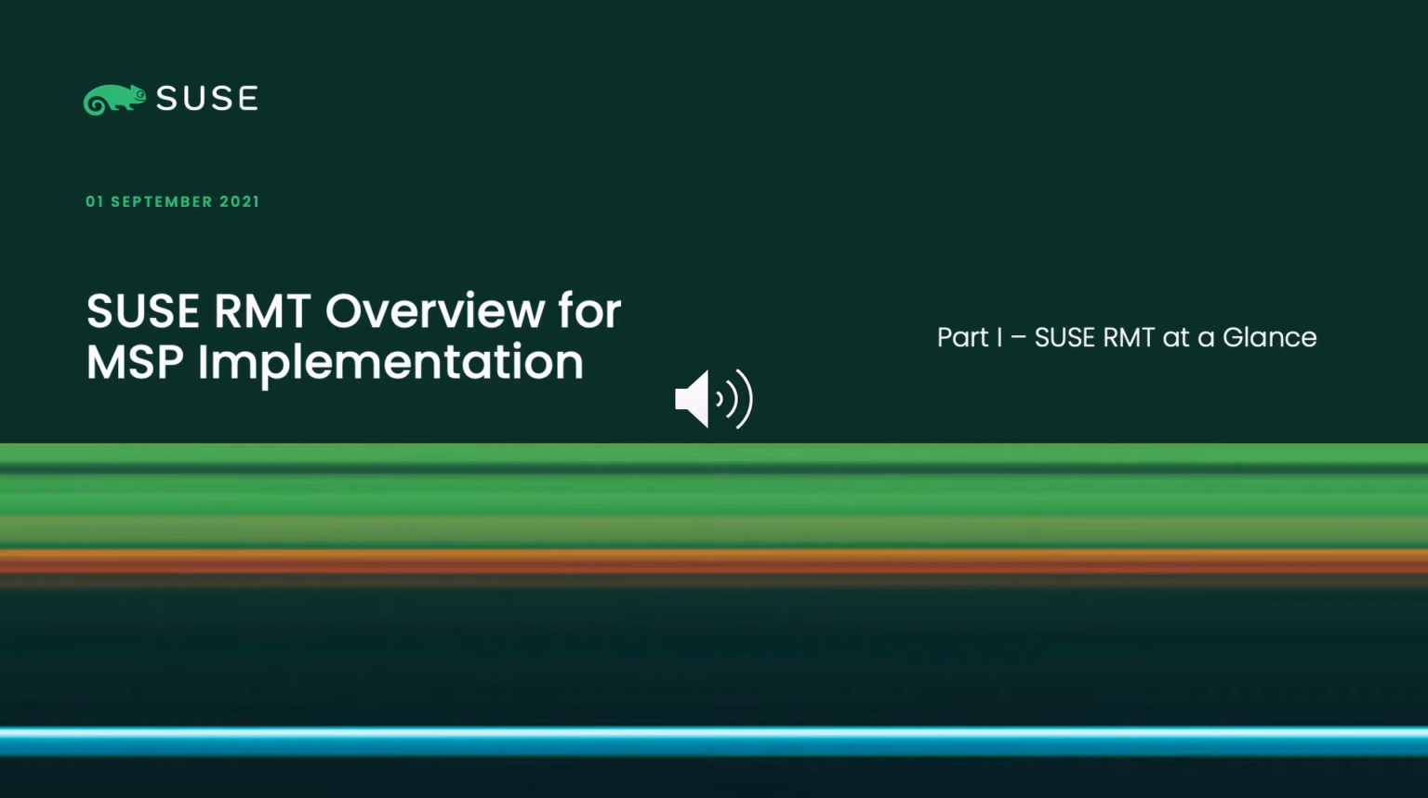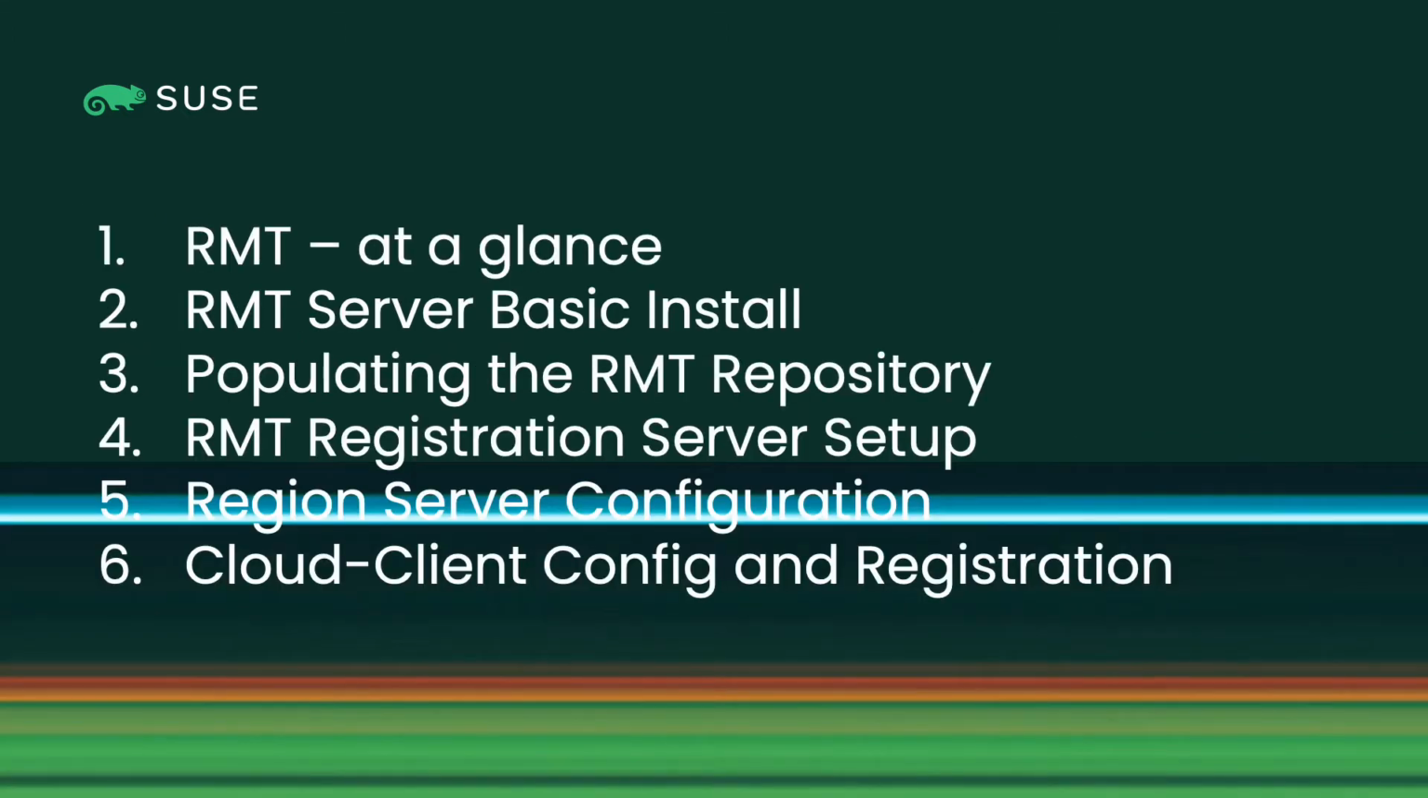The purpose of this video series is to give our managed services providers hosting SUSE Linux Enterprise images for their tenants and internal use a high-level overview of the SUSE Update Infrastructure and the best practices for deployment of SUSE RMT in a manner consistent with managed service provider strategies. It has been broken up into 6 brief segments as outlined here, starting with a high-level overview and proceeding through the steps to the final cloud client registration.